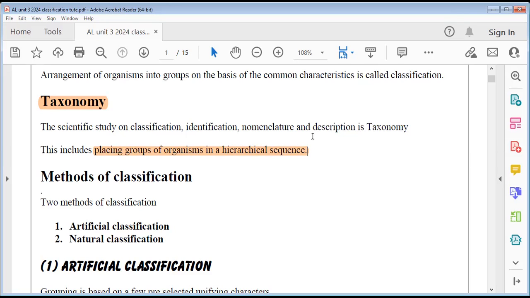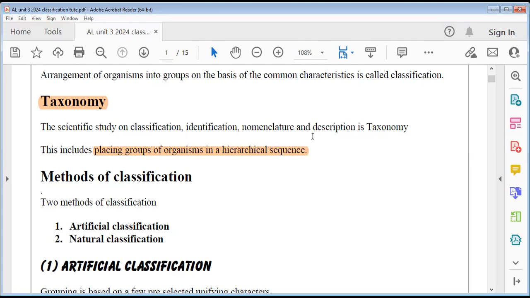Now, the hierarchical groups of organisms, you already studied the sequence. Can you remember? Domain, kingdom, phylum, class, order, family, genus, species. Can you remember? Yes, sir. That is the hierarchical sequence. Understood? So placing the groups of organisms in hierarchical sequence is also one part of taxonomy. In the exam paper, catching these things, they can place questions for you.